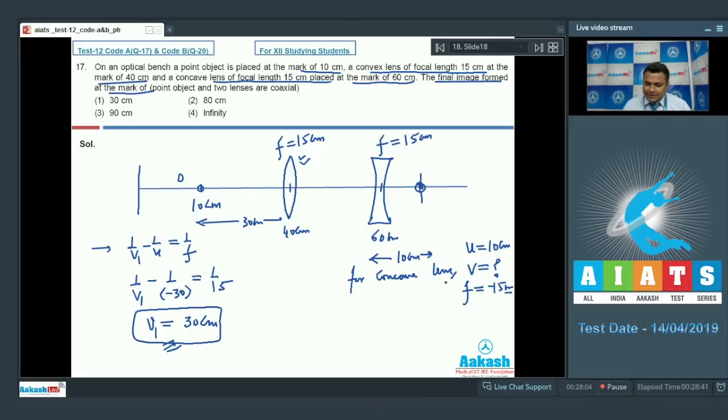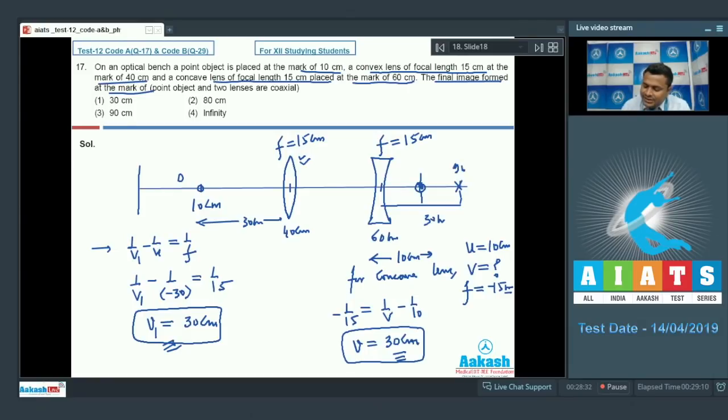Lens formula, let's use 1 by f minus 15 equals 1 by v minus 1 by u, that is 1 by 10. After solving we get the value of v as 30 centimeter. So the image will be formed at a distance 30 centimeter, positive means right direction, from the concave lens. So here is 60 mark and here will be the distance 30 centimeter, means 90 centimeter mark. So the image will be formed at 90 centimeter mark. So we will go with option number 3, which is absolutely correct.